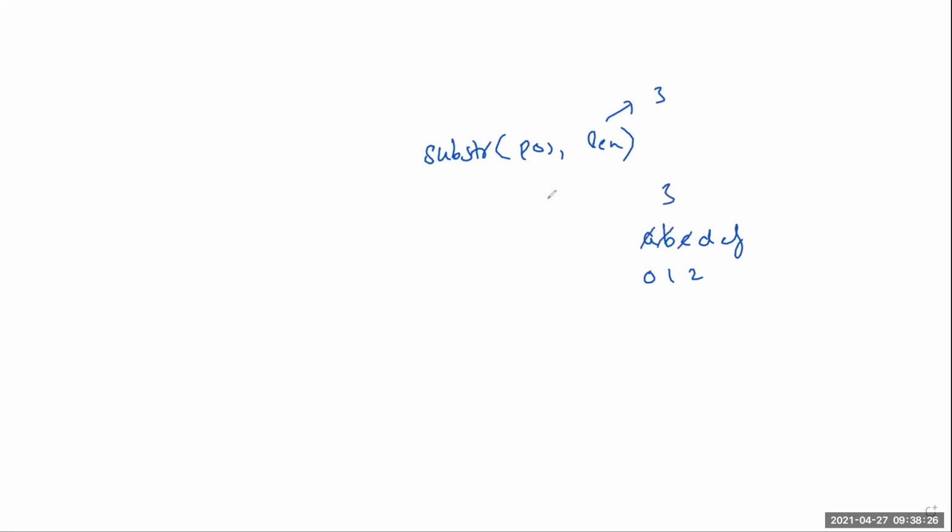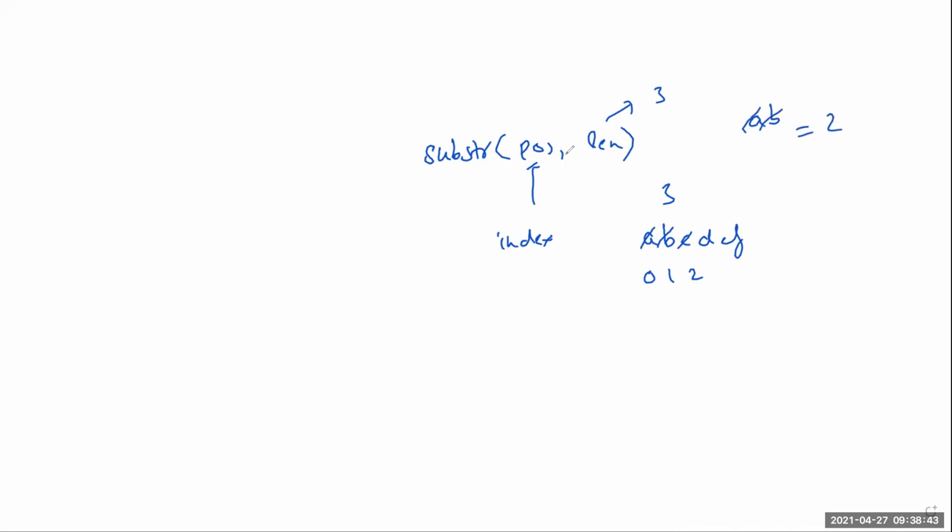Why is it so? Because position is an index which starts from 0. When I say length, I am counting. So counting always starts from 1, right? For example, if I ask you how many characters are in this, you will say these are 2 characters. You will say 1, 2. You will not say 0, 1.